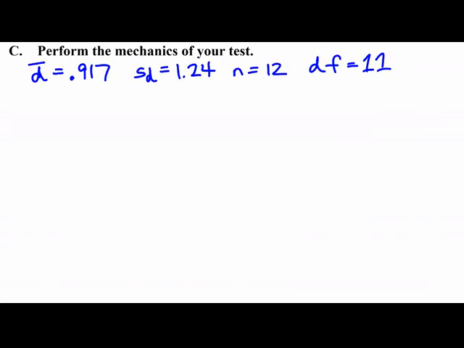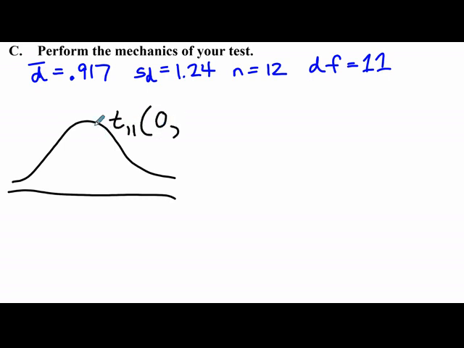All right, let's go on to the actual mechanics here of the test, all the numbers here. So when I put the differences in my calculator, the mean of those differences was 0.917. My standard deviation of those differences is 1.24. N was 12, degrees of freedom is 1 less, 11. So this is going to look a lot like a one sample t-test. I'm going to go ahead and draw my t-curve in here, and that is a t11 curve. It's going to have a mu of 0 because that comes from my null hypothesis. My difference was 0.917, and I'm going to shade to the right of that.